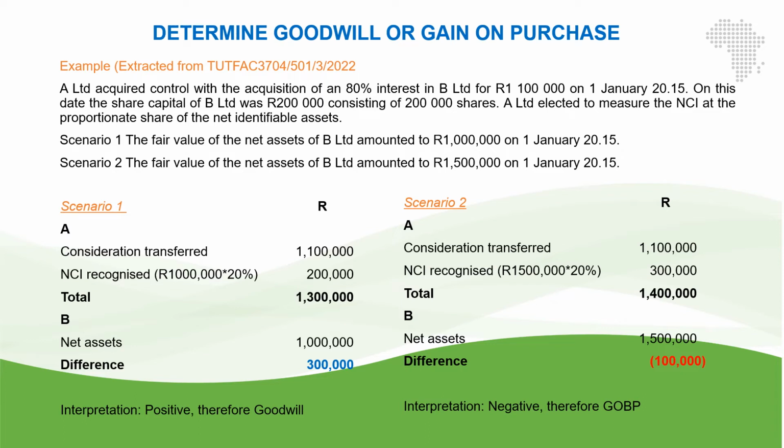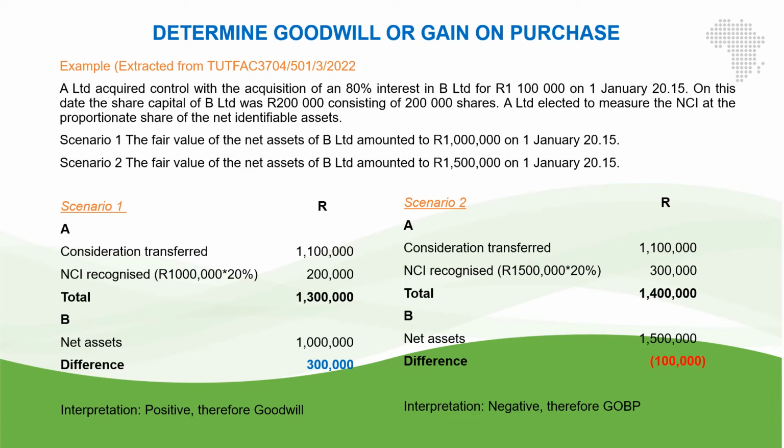So scenario 1, they said the fair value of the net asset of B amounted to 1 million rand on the acquisition date. So looking at the consideration transferred, it would be 1.1, then NCI will be 1 million by 20%, which lands at 200, and therefore A will be 1.3. And then we're told the net asset is 1 million. So the difference between those two will be positive 300. And because it's positive, that will be goodwill.